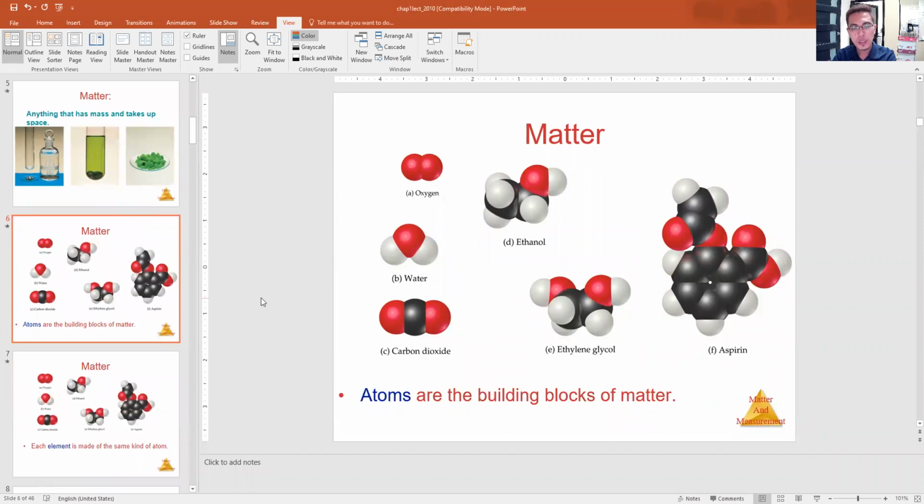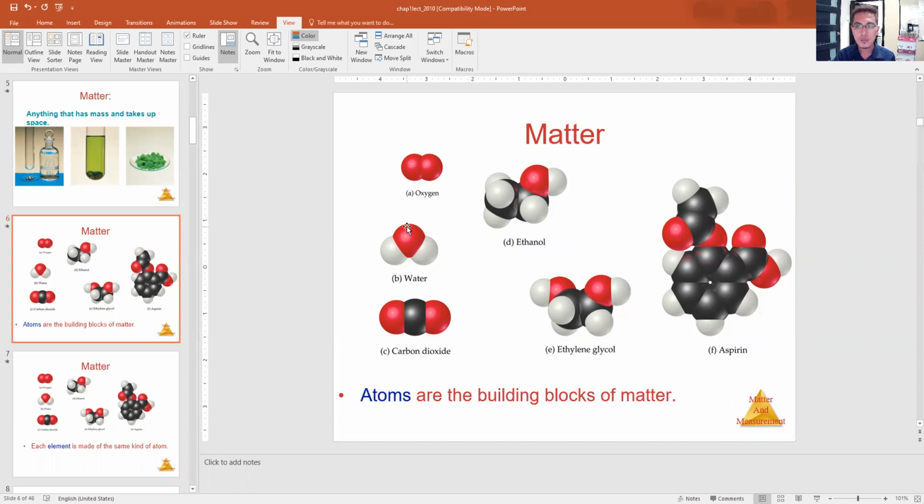So in this chapter we will deal with words that we will use in the next chapters. For example, atoms. Atoms are the building blocks of matter. What composes oxygen is matter. What composes ethanol is matter. The same goes for water, carbon dioxide, ethylene glycol, and aspirin.